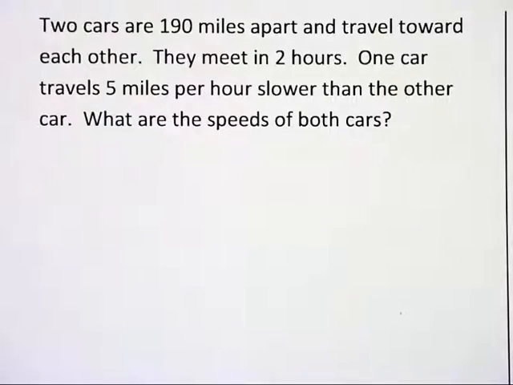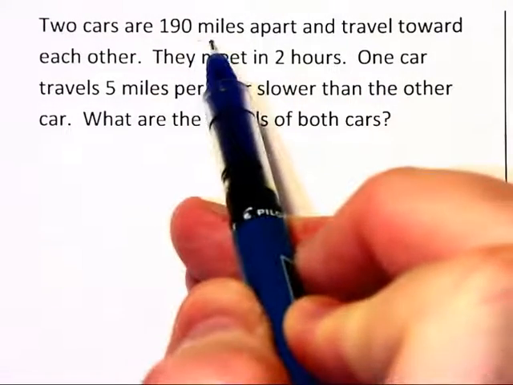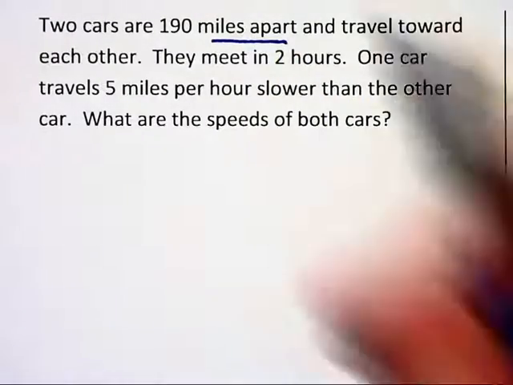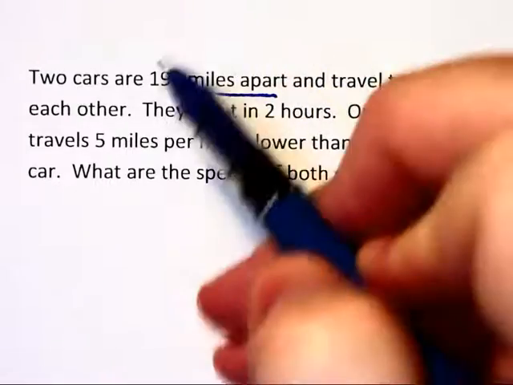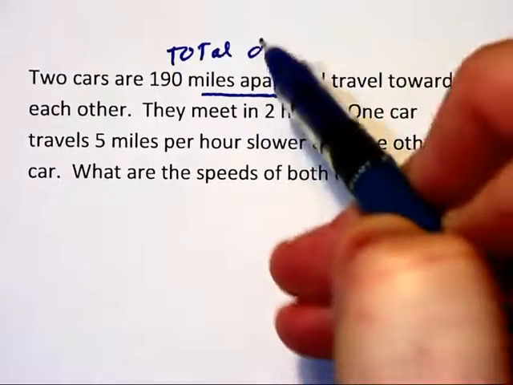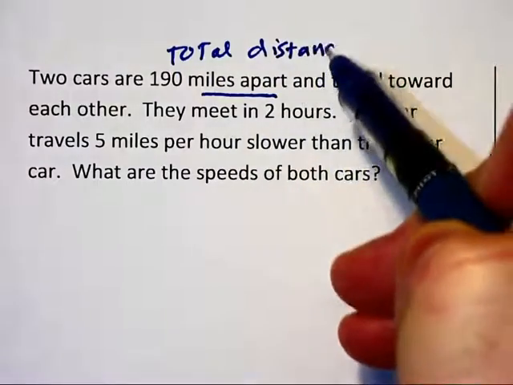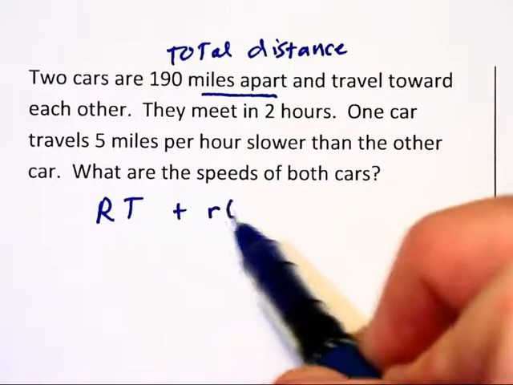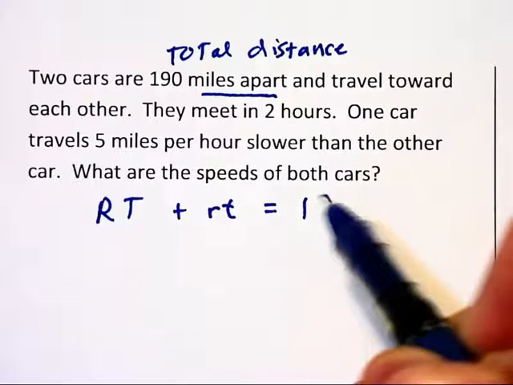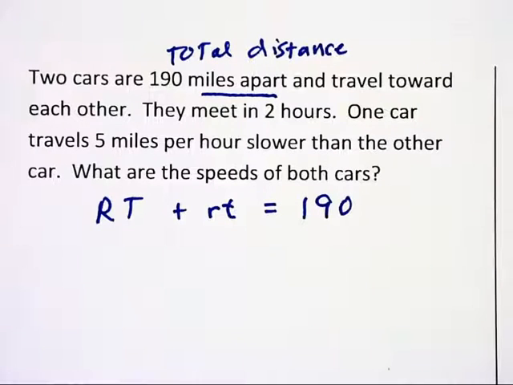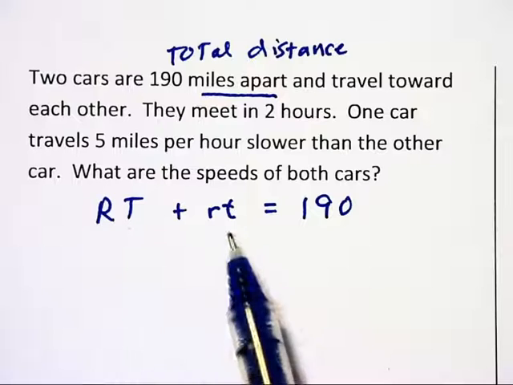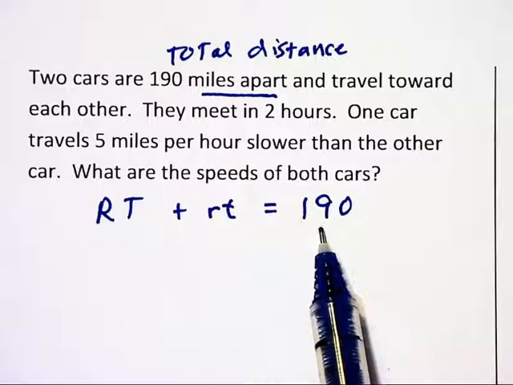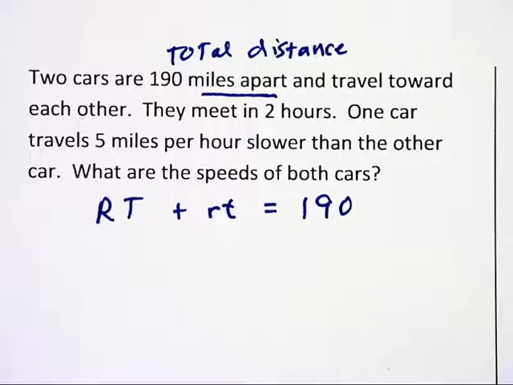Two cars are 190 miles apart and they travel towards each other. Is that not a total distance? That's the first thing that catches my attention in this problem. And once I know I'm dealing with a total distance, I want to say rate times time plus rate times time is going to equal 190. This is the distance for one car and the distance for the other car, adding up to a total distance of 190 miles. They meet in 2 hours.